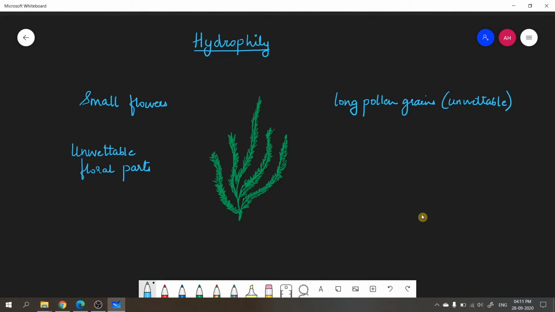Alright. Then the next important characteristic: there is no nectar produced in such flowers. As we all know, there is no requirement of nectar because the plant does not have to attract any insect. So no requirement of nectar and no requirement of fragrance as well. So these were all the characteristics of hydrophilous flowers. And to give an example, Vallisneria is a very common example of hydrophily.